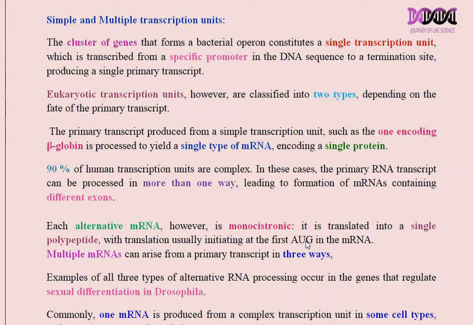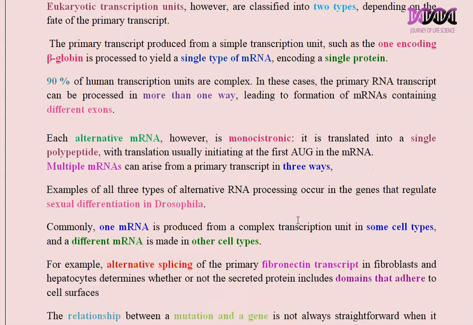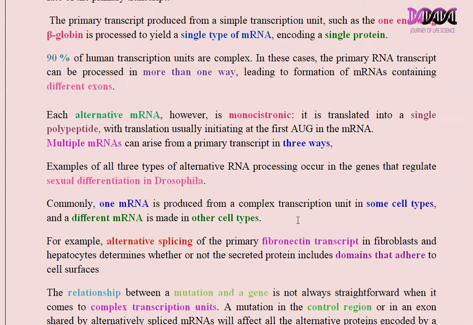It will add methionine as the first amino acid. From a complex transcription unit we get multiple types of mRNAs. This usually takes place in three ways, which we will describe in the picture. Examples of all three types of alternative RNA processing are the sexual differentiation genes in Drosophila, which regulate sexual differentiation through alternative RNA processing.